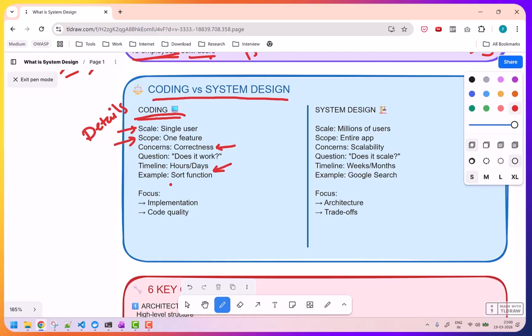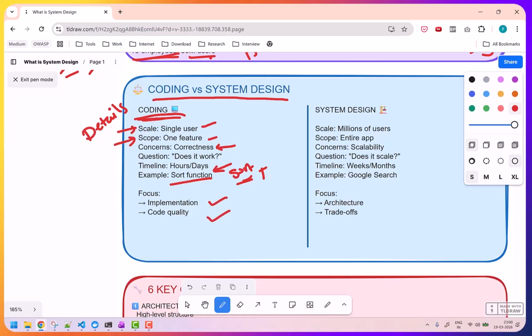The example is a sort function. For example, you are writing a sort function, then you will see how it will work for a single user. It might be a part of a feature. Then it should sort correctly. It should work. You should finish it in 7 days, like this. So implementation and code quality are important in coding.